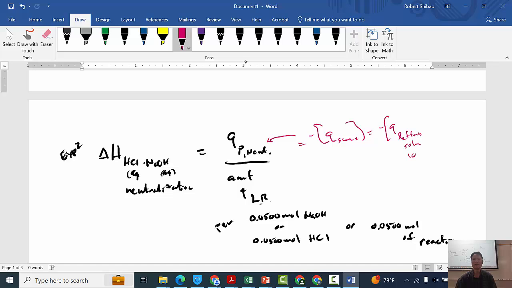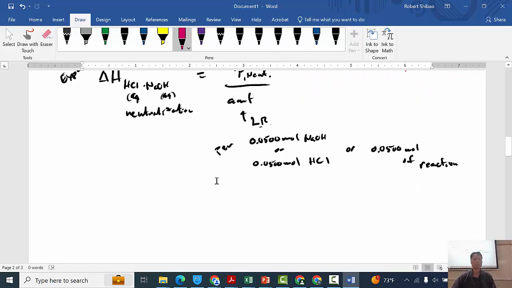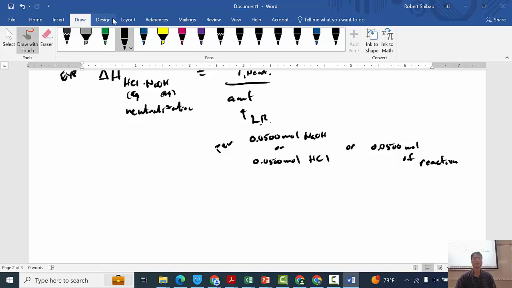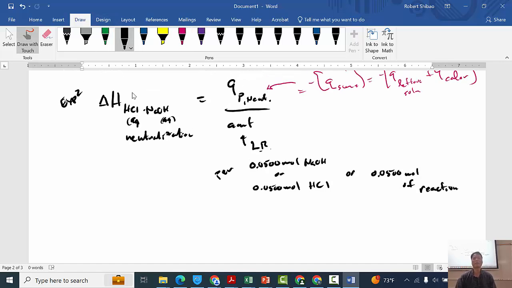The leftover solution is going to be 100, or was it? No, 50 mils? I can't remember. Let me leave that off. Plus Q of the calorimeter. And so, again, once we know delta H, then we could predict how much heat is going to be released for any number of moles of reaction. You know, so if we had 10 moles of reaction, whatever. And so delta H's are extremely useful. And in this case, delta H would be the same as delta U.